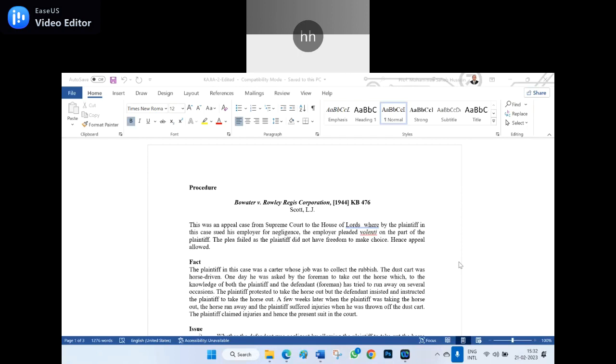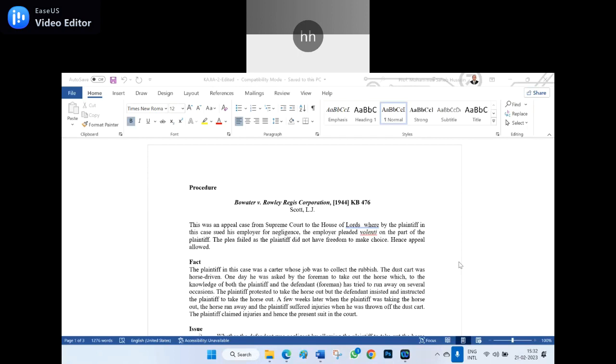Suppose I say verses, that is stanzas, verses in a poem. Jack and Jill went up the hill, verses, 2 verses, 3 verses. But here, versus means against. So, small v, full stop, Rowley Regis Corporation.